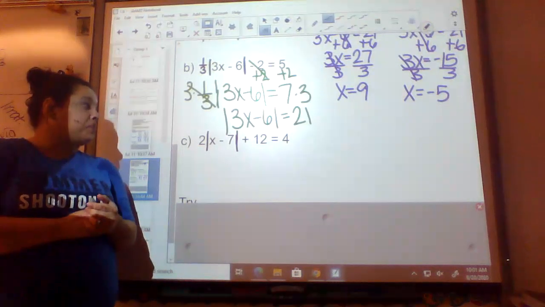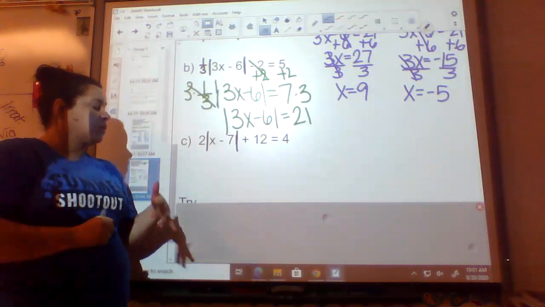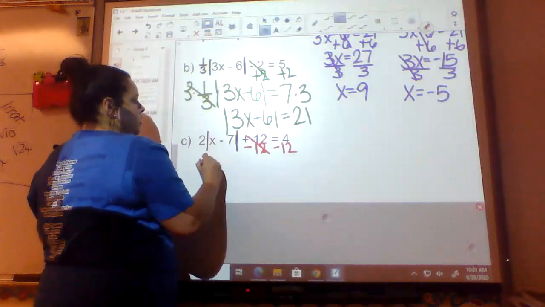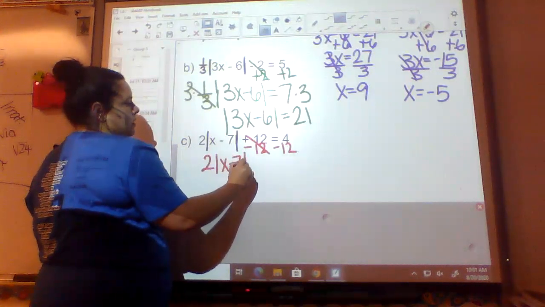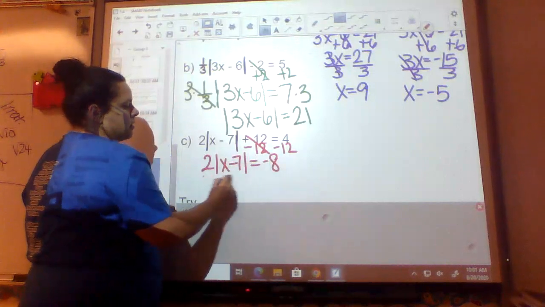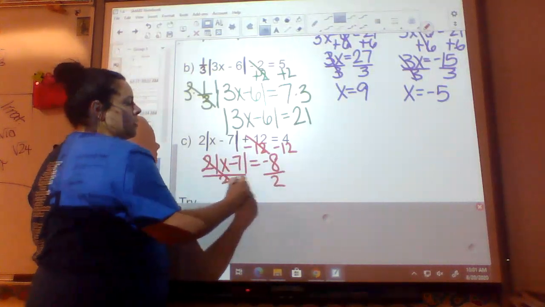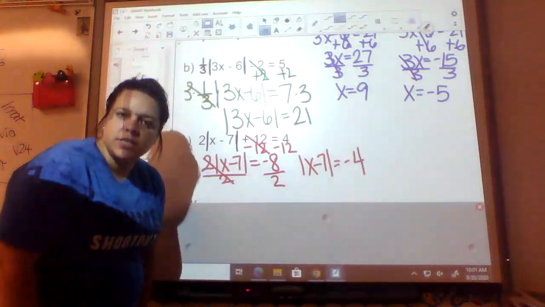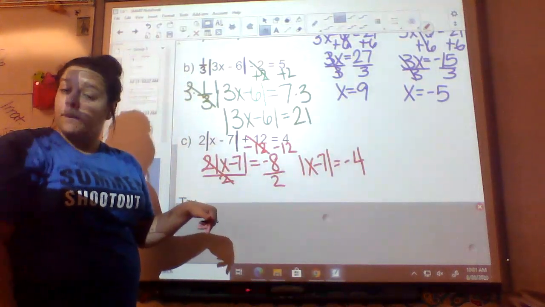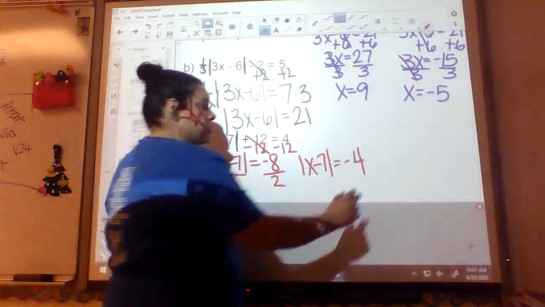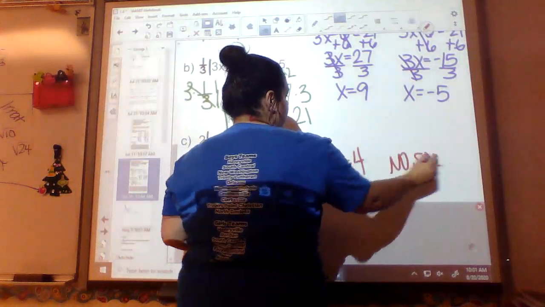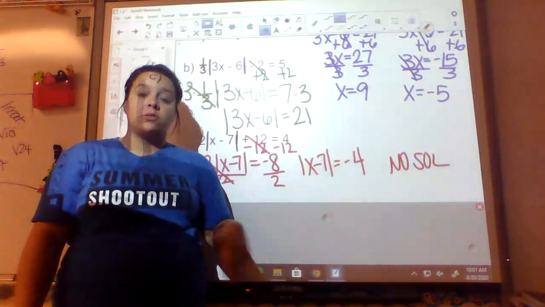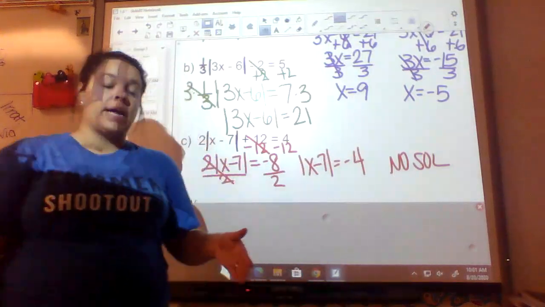All right, so I'm gonna go ahead and isolate my absolute value. So I'm gonna subtract the 12. So that's 2 times the absolute value of x minus 7 equals negative 8. Divide by 2. So that's the absolute value of x minus 7 equals negative 4. Did I just say the absolute value is equal to a negative number? No solution. After you isolate that absolute value, after I got it by itself and it was equal to a negative number, no solution. An absolute value will never be equal to a negative number.